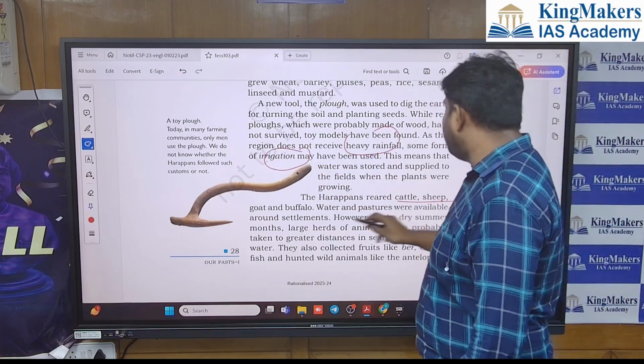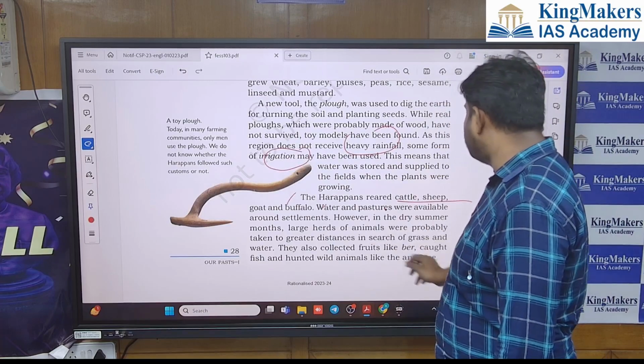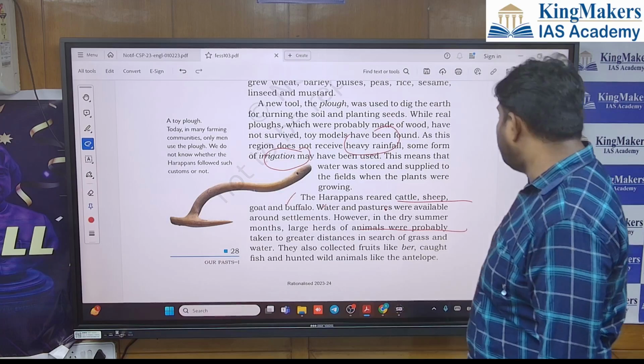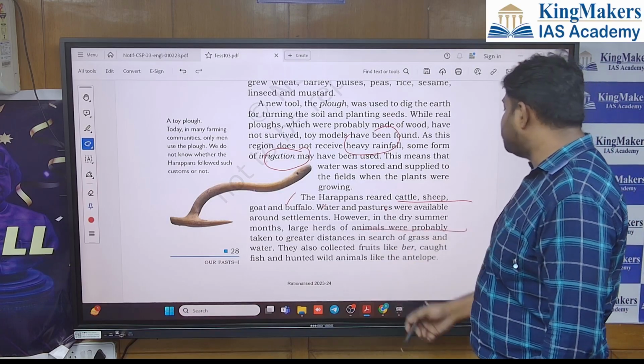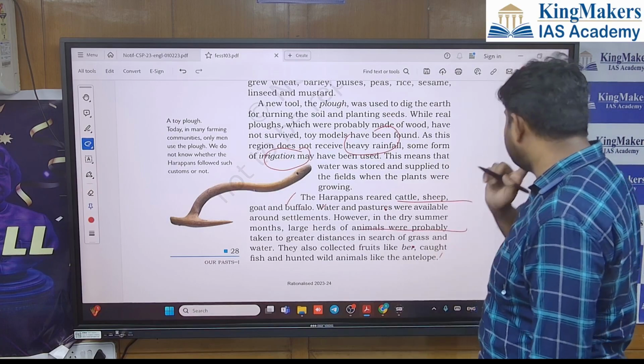Harappans reared cattle like goat and buffalo, with water and pastures. Large herds of animals were probably taken to grazing areas. They collected foods like berries. They also did fishing and hunted wild animals like antelope. All these are some points.